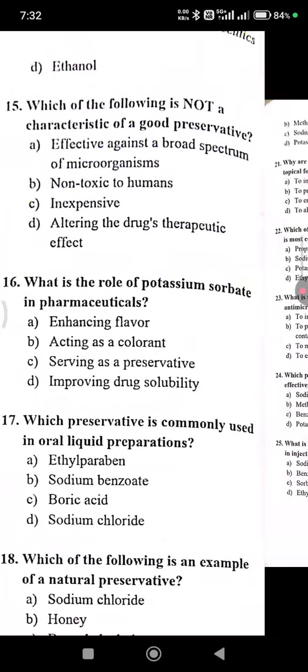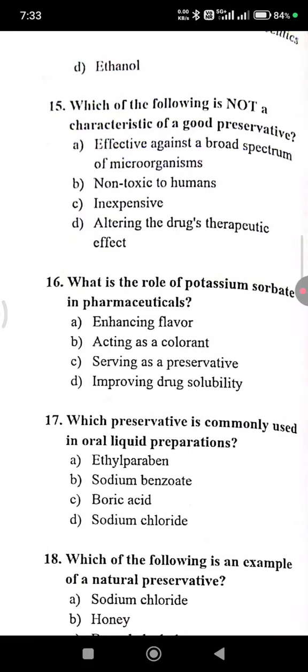What is the role of a potassium sorbate in pharmaceuticals? Serving as a preservative. Let's go to question number 17. Which preservative is commonly used in oral liquid preparations? Option B, sodium benzoate.